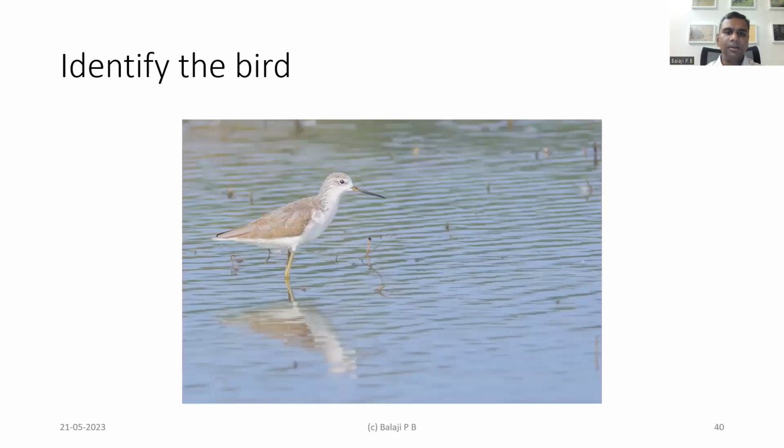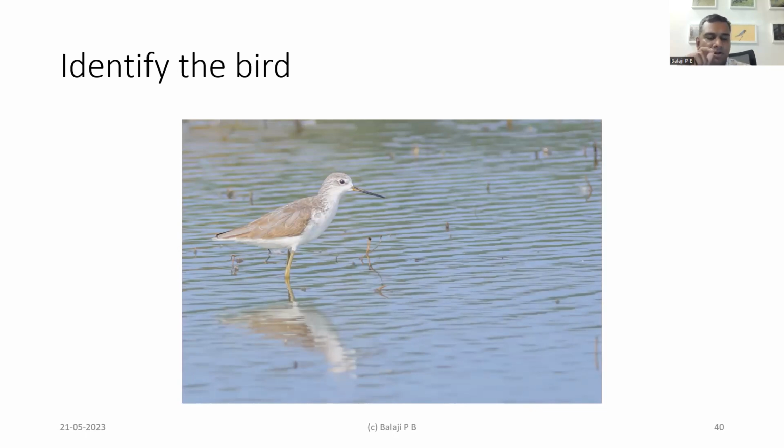Next bird. So this bird over here. Marsh sandpiper. Marsh sandpiper or the common greenshank? Which one is it? Marsh sandpiper. It's not a greenshank. It's a marsh sandpiper, as a couple of you already pointed out.